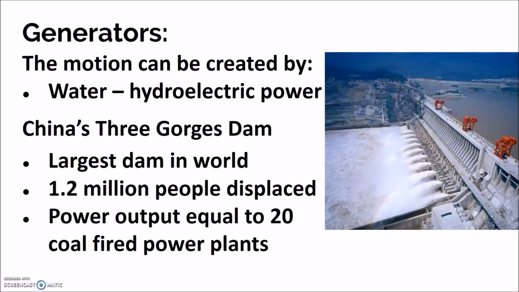They had to make 1.2 million people move so that they could build this thing. So it is absolutely gigantic. The reason that they said that it was worth it to get these many people to move is because it's equal to 20 coal-fired power plants. So we're saving the atmosphere by not burning coal, so we made 1.2 million people move. Yay.